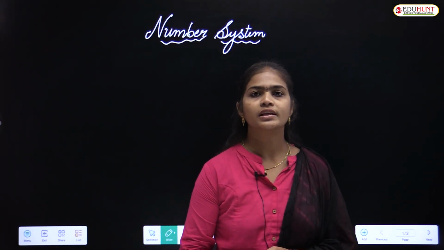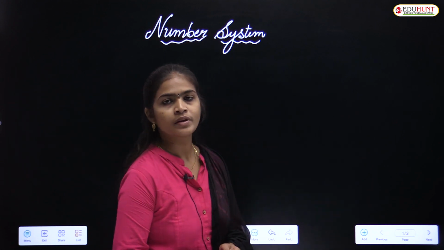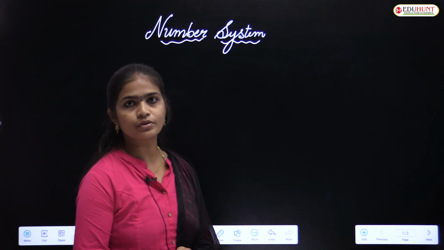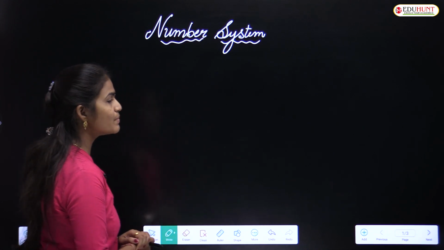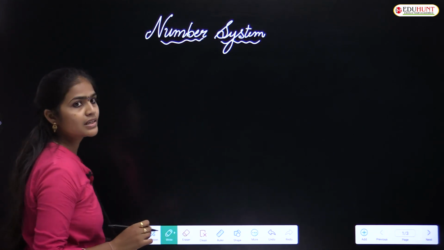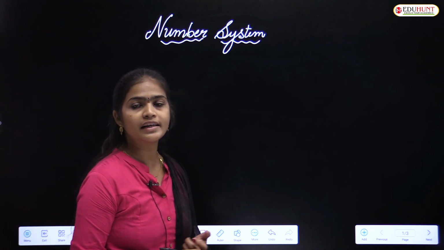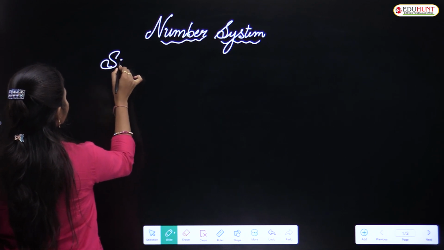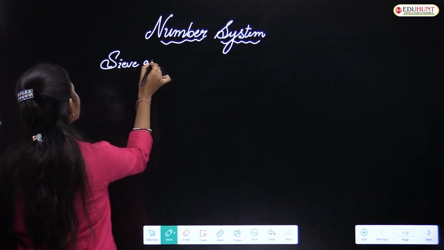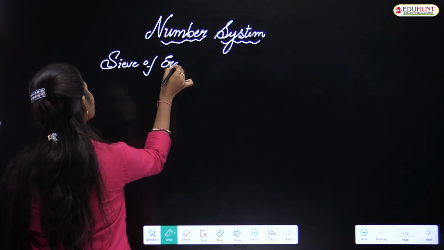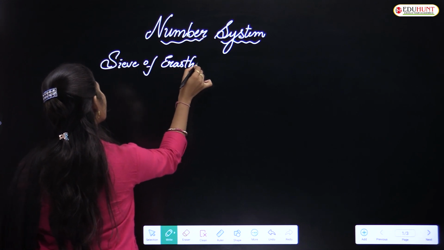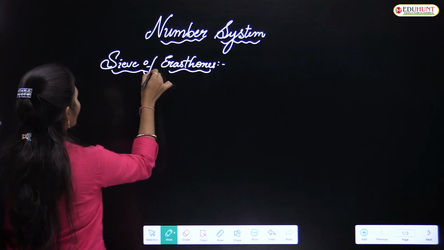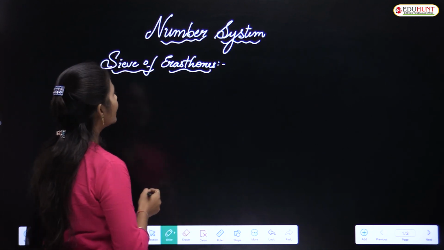So, hi children, in the previous video we discussed prime numbers and composite numbers, right? In this video we are going to discuss the Sieve of Eratosthenes method. Why this method? It is to identify prime numbers. Sieve of Eratosthenes. Okay, so what is this method and how do we find primes?